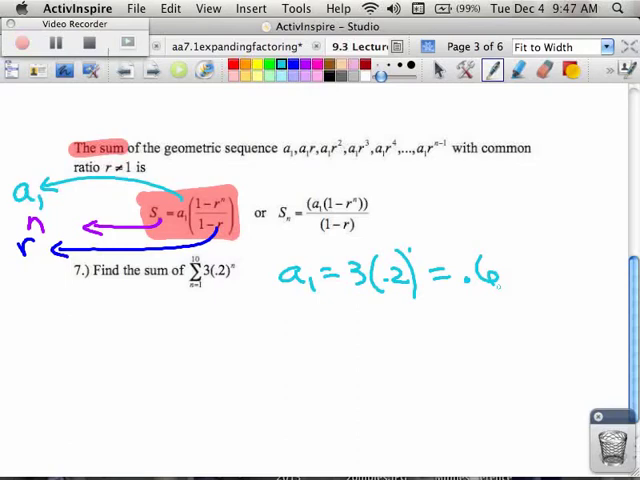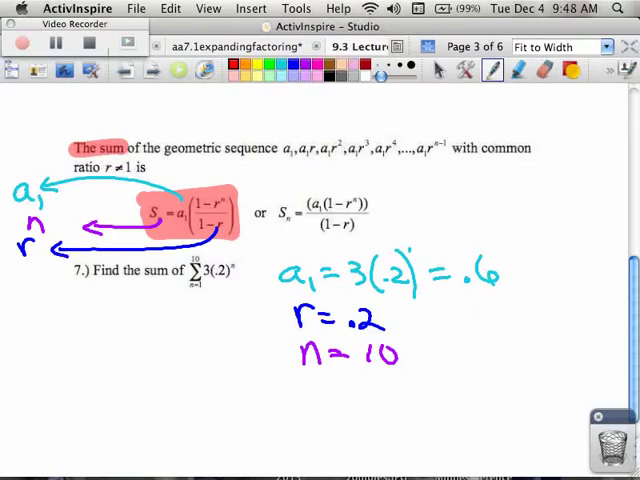The second thing that I need is R. And in this particular problem, the R is equal to 0.2. It's the thing that's inside the parentheses. The last thing that you need is your n. And your n is how many things will be in this series when you add them all up. Since you start at 1 and you end at 10, if you added them all together, there would be a total of 10 things that you'd be adding.